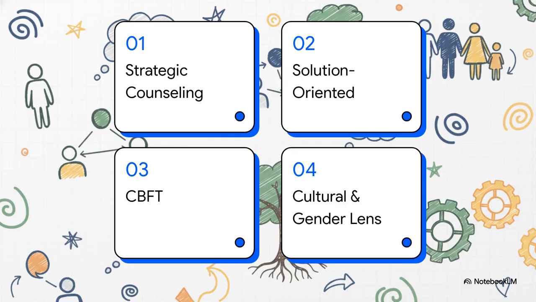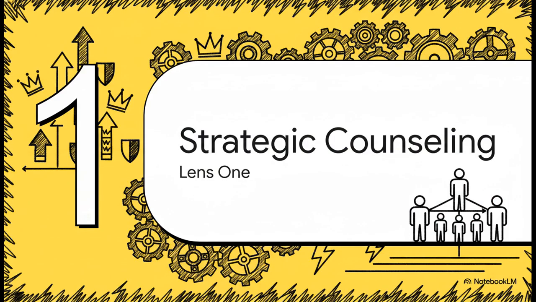1. Lens 1, strategic counseling. 2. Lens 2, solution-oriented counseling. 3. Lens 3, cognitive behavioral therapy, or CBFT. And 4, we'll wrap up with the broader cultural and gender lens. Starting right off with Lens 1, strategic counseling.